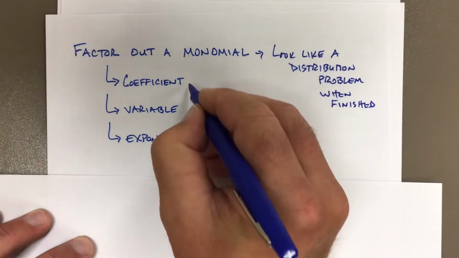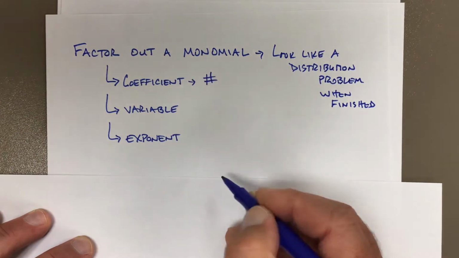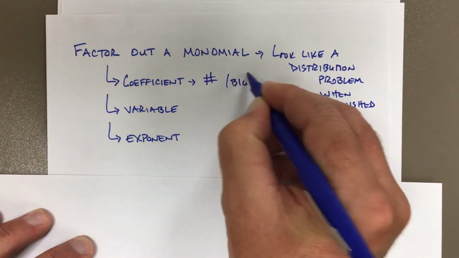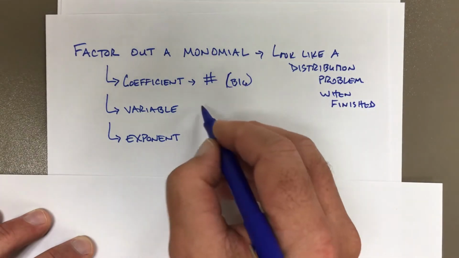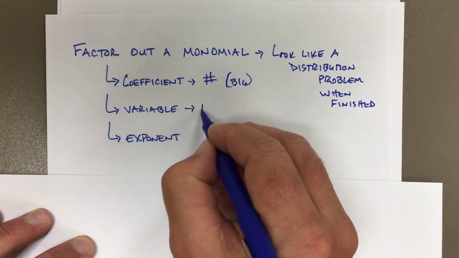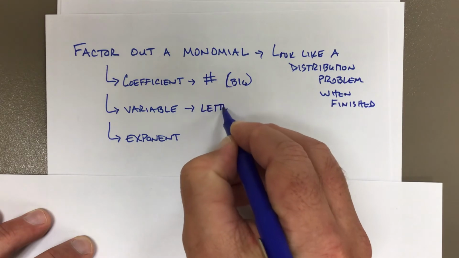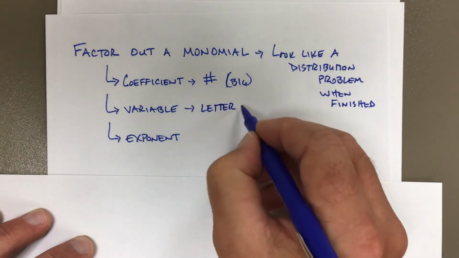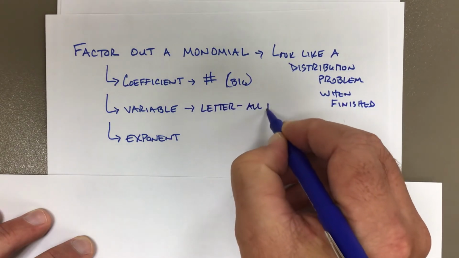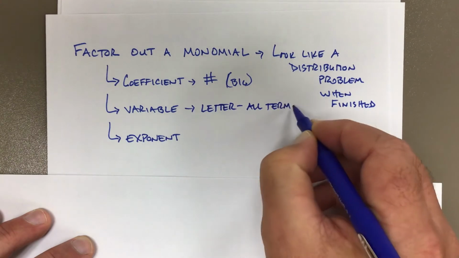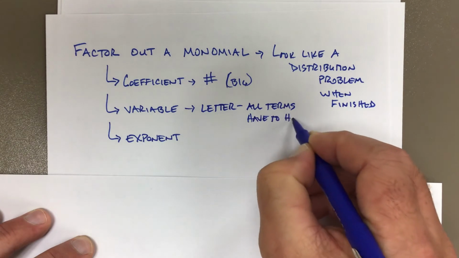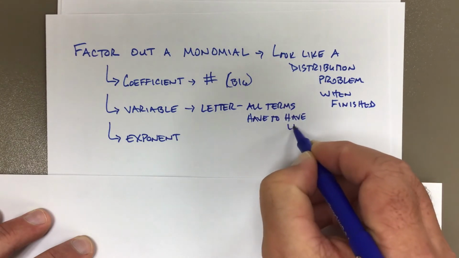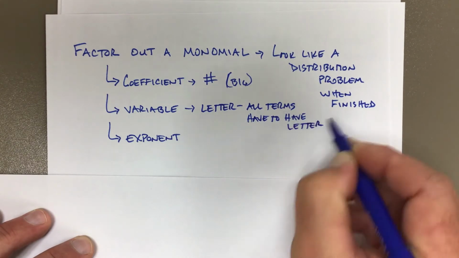Okay, so the coefficients, remember the coefficients are the numbers. That's the big numbers, right? That's the numbers that are in front of the exponents. In front of the variables, sorry. The variable is the letter. So everybody must have the letter. So all terms have to have the letter. All right. So maybe you should probably be taking notes, right?